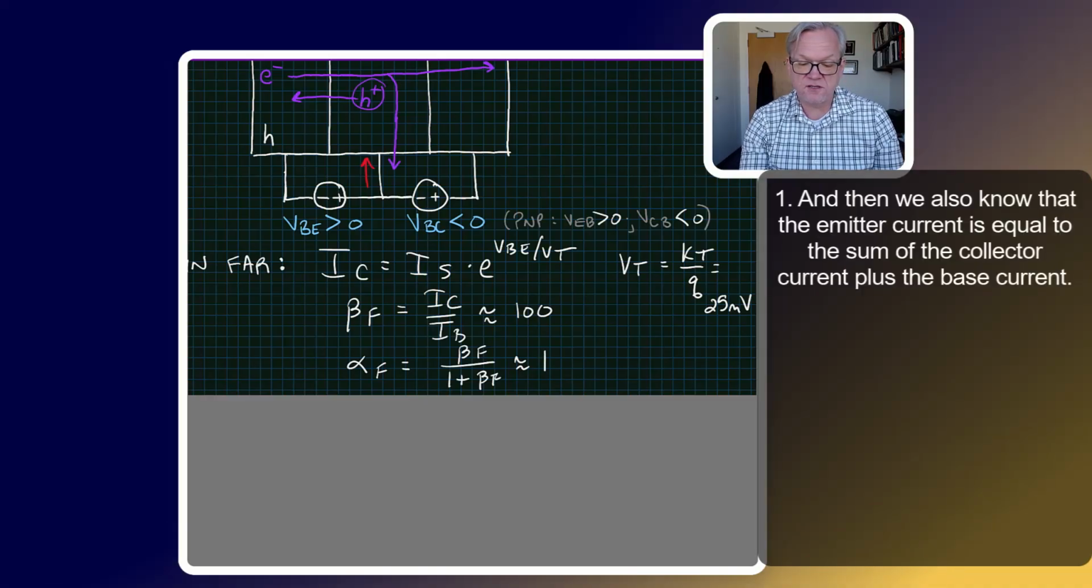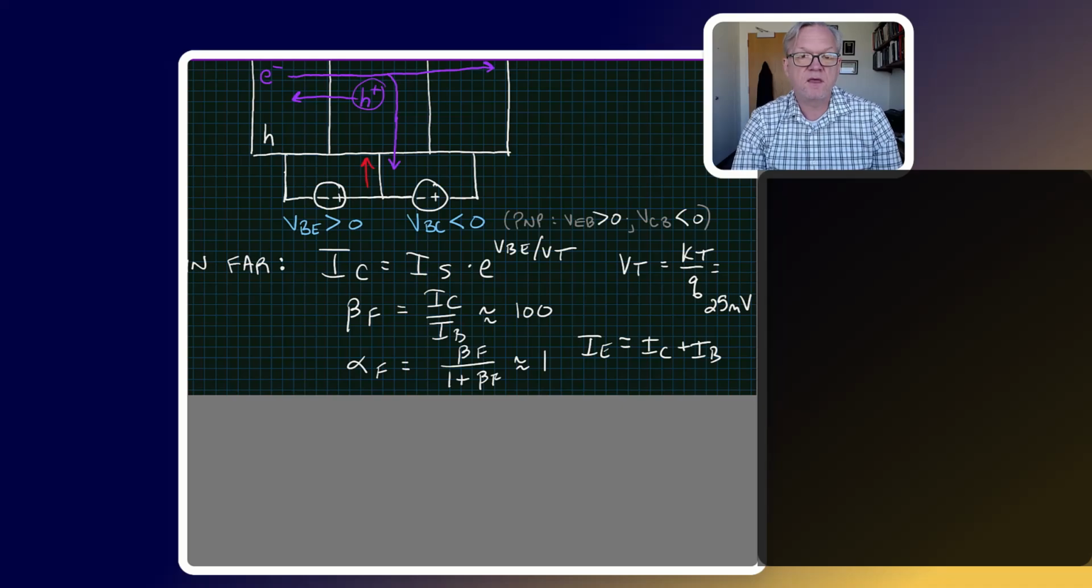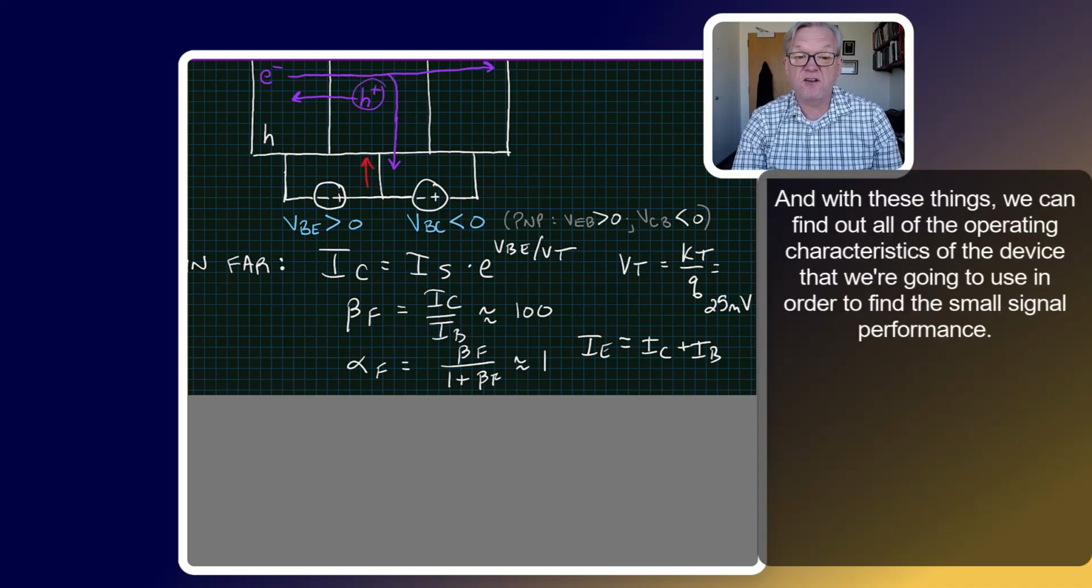And then we also note that the emitter current is equal to the sum of the collector current plus the base current. And with these things, we can find out all of the operating characteristics of the device that we're going to use in order to find the small signal performance.